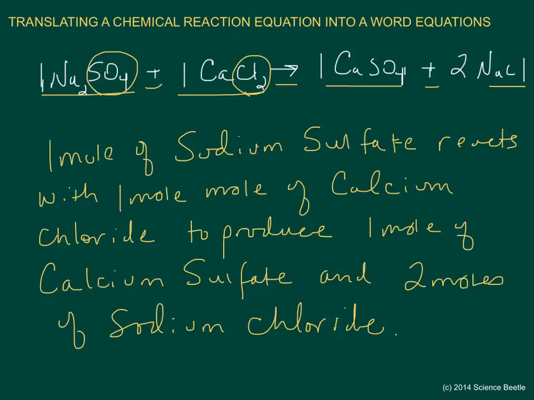So there you go. This is the translation of this particular chemical reaction. In the next couple of videos, we're going to take a written equation, a word equation, and we're going to translate that into an actual chemical equation using the chemical symbols, coefficients, and subscripts.